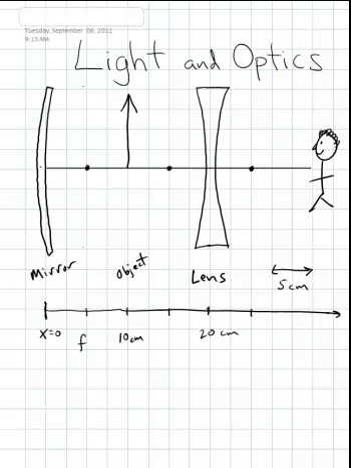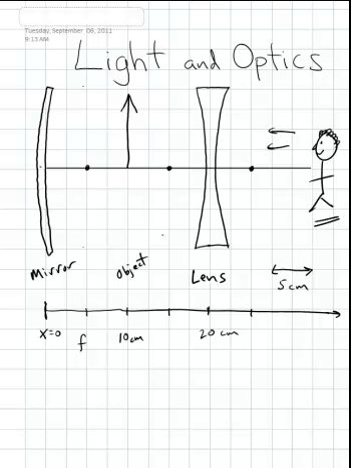So now we have an object, a mirror, and a lens. And we're combining the effects of the mirror and the lens. And you're standing way out here on the right side, that's you, looking back through the lens toward the object. And we want to know, what do you see?